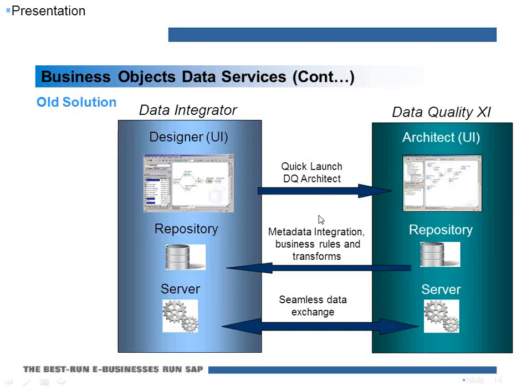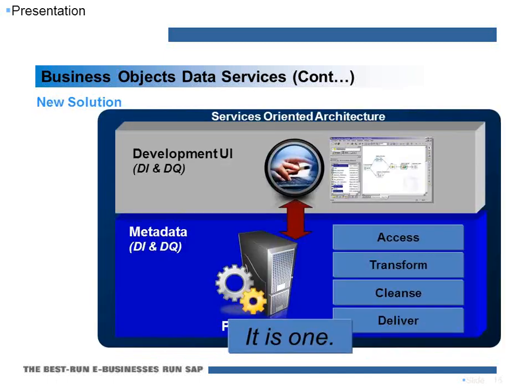SAP thought both of them together should be a better option, so they brought both of them onto the same platform. Now the naming is Data Services, which is a combination of data integration and data quality. They use one server, one repository, and one interface in this.